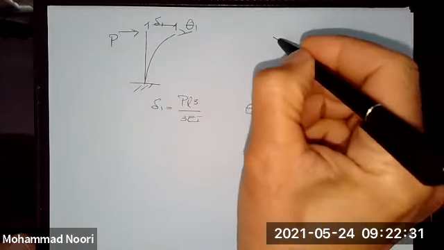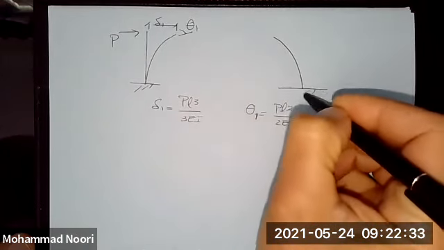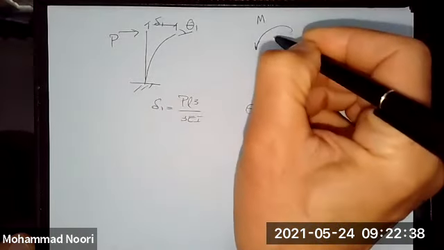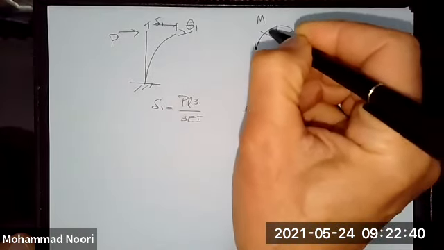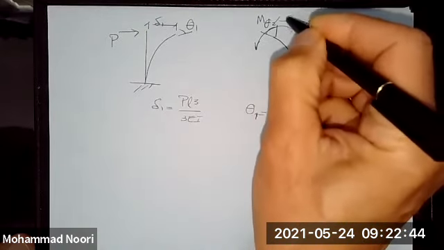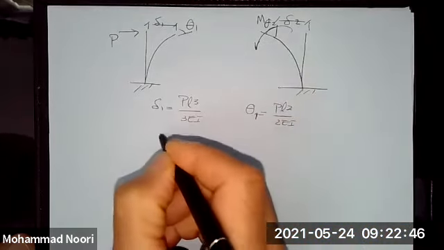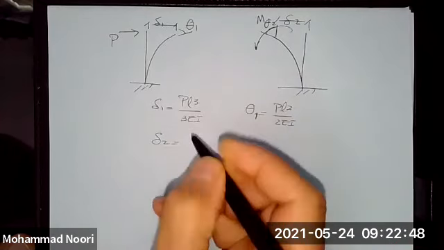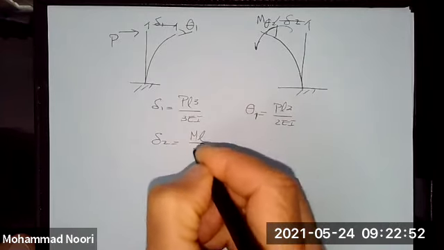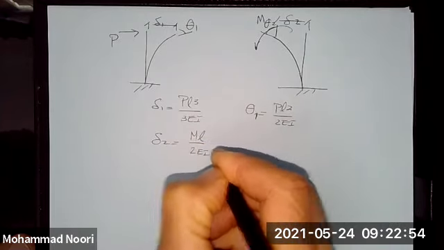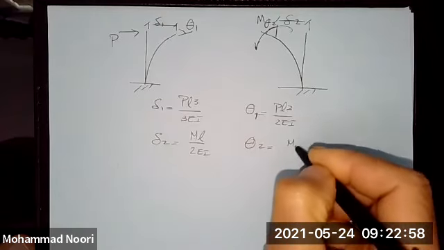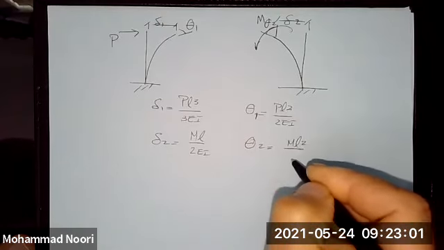And for this one, that is subjected to a moment, this is theta 2, and this is delta 2. Delta 2 is ML squared over 2EI, and theta 2 is ML over EI.